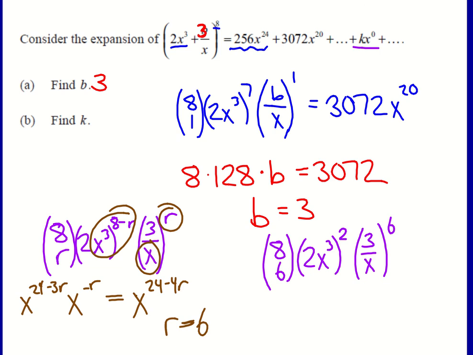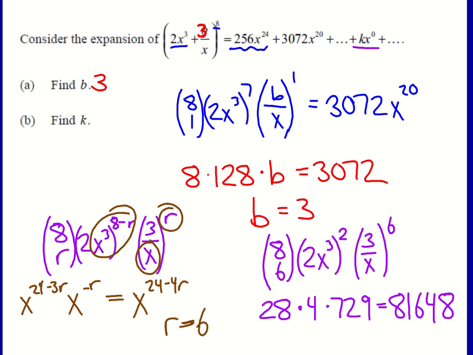8 choose 6 then, if we use our calculator, or we can look at Pascal's triangle if you want to figure out 8 choose 6 that way. But 8 choose 6, let's see, is going to be 28. And then 2 times 2 squared times 3 to the 6th power, which is 729. And so 729 times 4 times 28 equals 81,648, which would be the constant term in this expression.